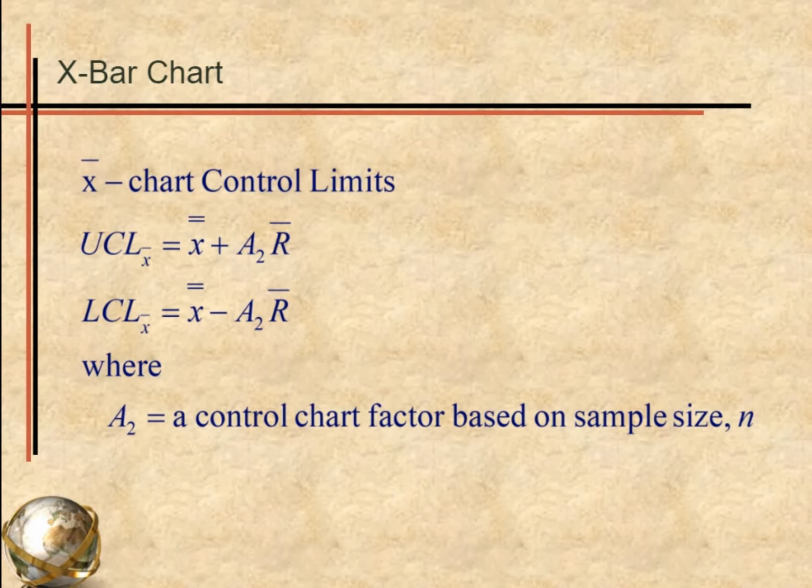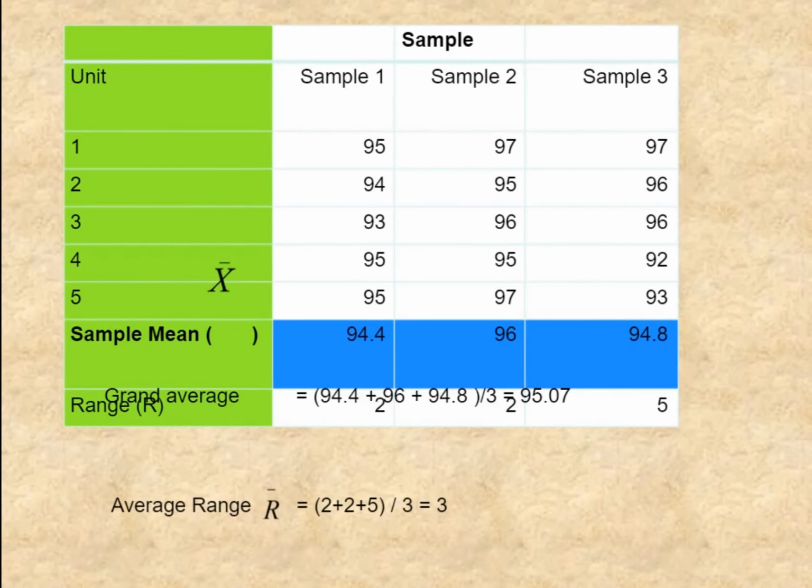Let me go through an example and show you how to use this formula. In our previous example, we have 3 samples, and in each sample there are 5 units. So we take the average sample mean, which is highlighted in blue. Basically it's the sample average. We also call it the sample mean.